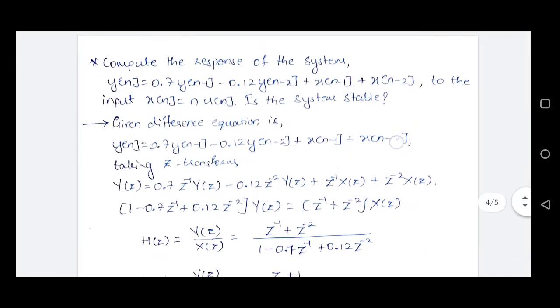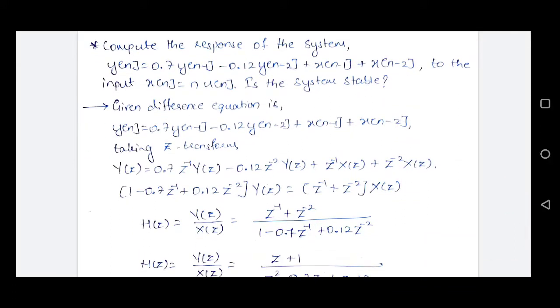We'll consider a problem. Compute the response of the system described by the difference equation y(n) equals 0.7 y(n minus 1) minus 0.12 y(n minus 2) plus x(n minus 1) plus x(n minus 2), to the input x(n) equals n times u(n). Now, is this system stable?